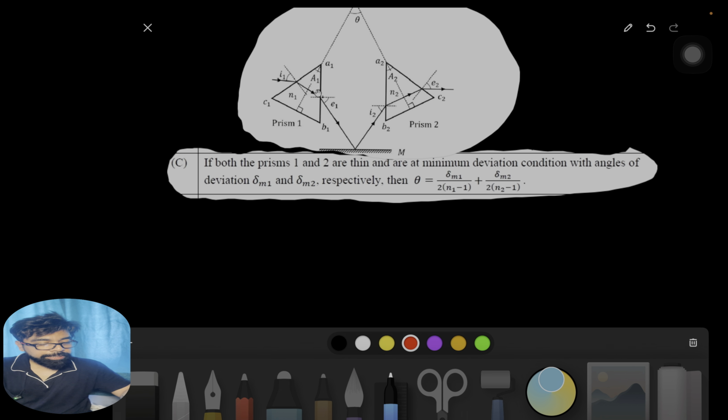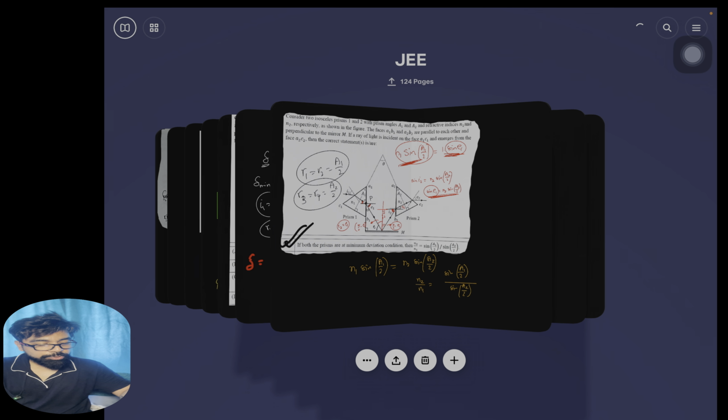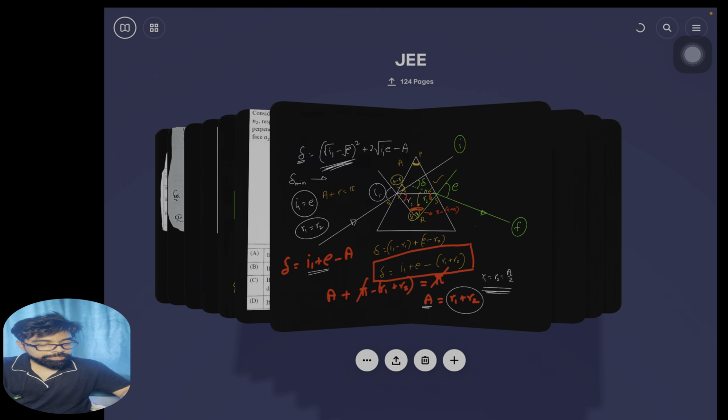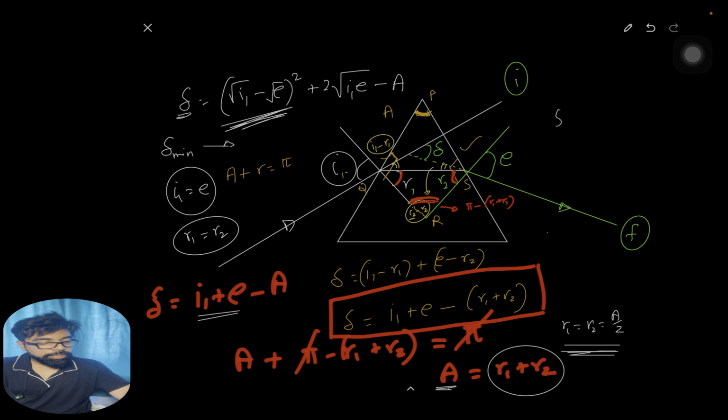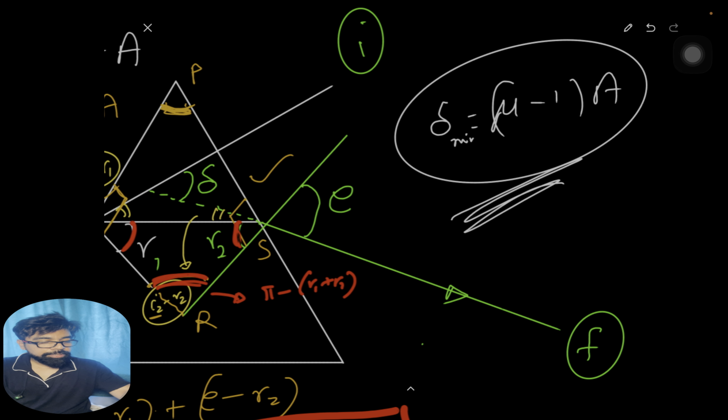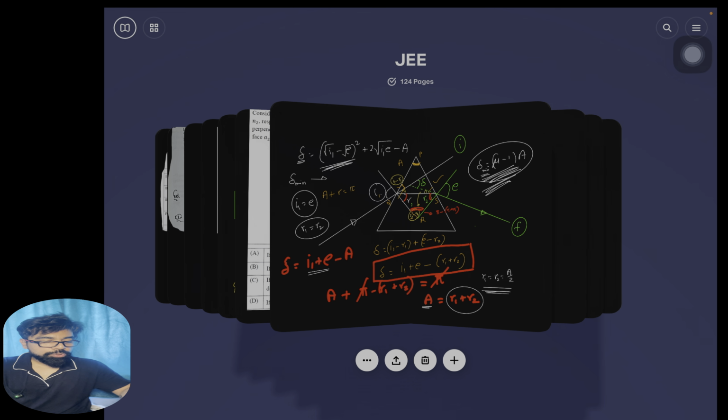Now for thin prism, I'll just go into the theory again a little bit. For a thin prism, the deviation is equal to (mu minus 1) into A. It's a formula you have to know, valid for minimum deviation only under the condition that the prism is thin. This question is saying that the prism is a thin prism. That means delta equals (mu minus 1) into A is active for both prism 1 as well as prism 2.